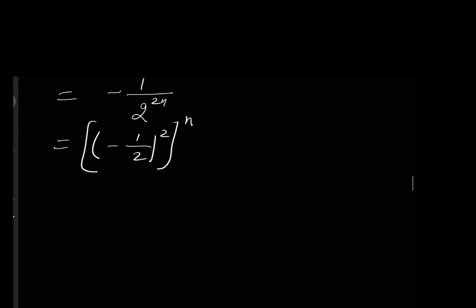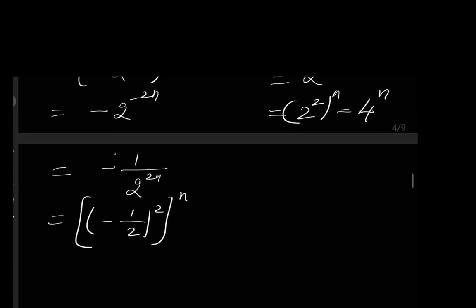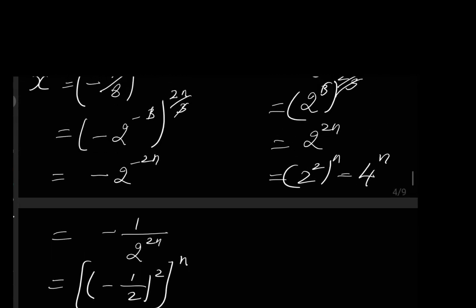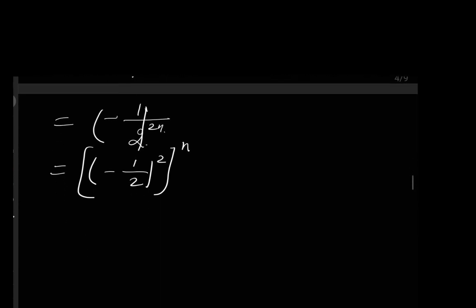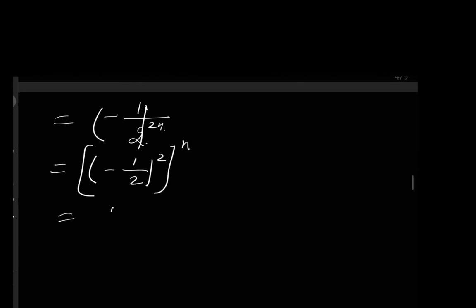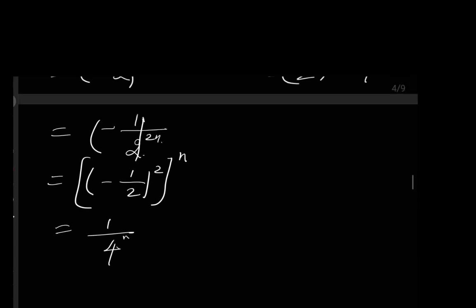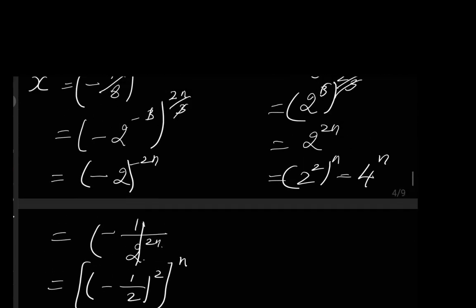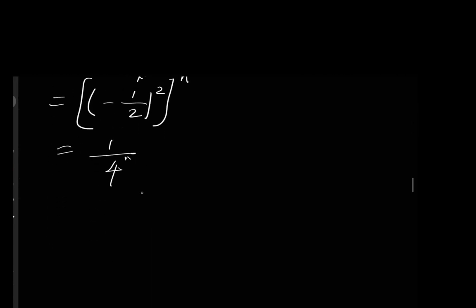Whole power n. Actually, the minus is included in the power, the power is for minus also. So minus squared is plus, 1 by 2 squared is 4, power n, 1 by 4 power n. So here one x value we got is 4 power n. Here another x value we got is 1 by 4 power n.